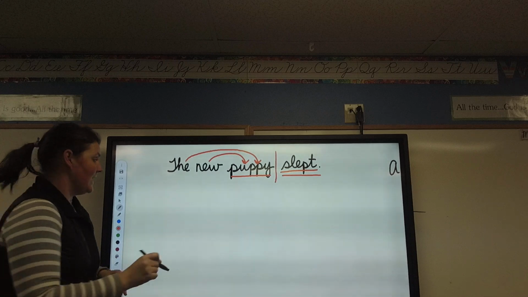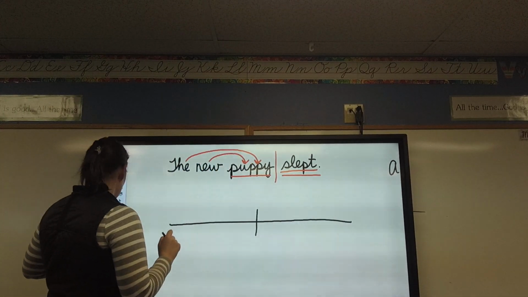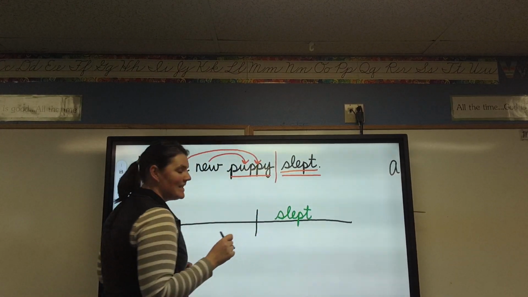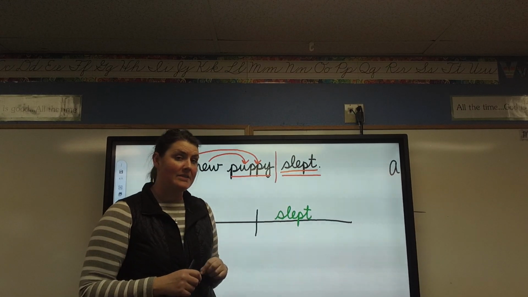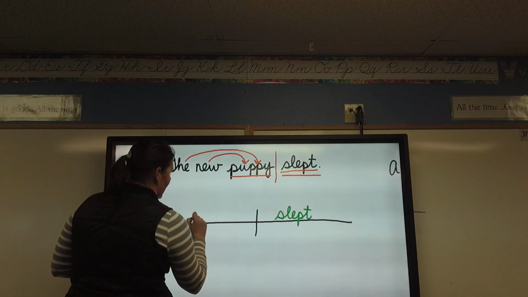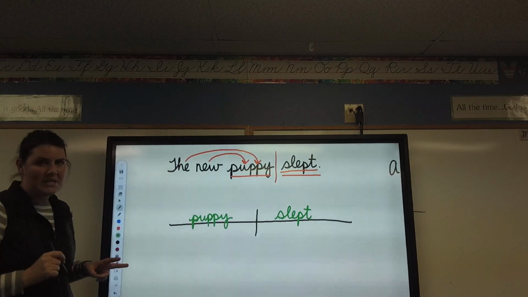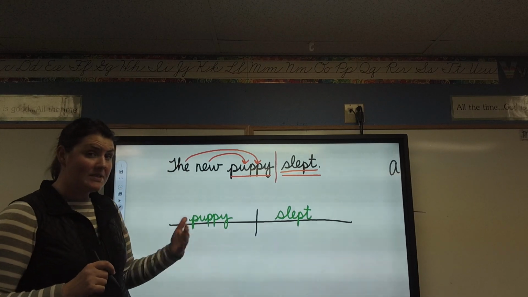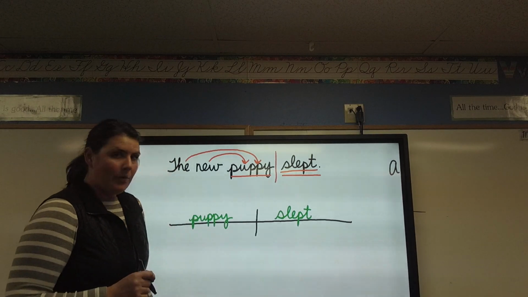All right, now let's set up our diagram. We've got our line and our subject predicate line, and we can just stick the verb on the verb side, because remember, unless we're talking about a helping verb, it's a one word per line situation. Slept goes on the verb side, puppy goes on the noun side. But now we have two more words that we need to take care of. We have the and new, both adjectives, but we've been talking about all this time that you can't put more than one word on a line unless it's a helping verb. So what are we going to do?